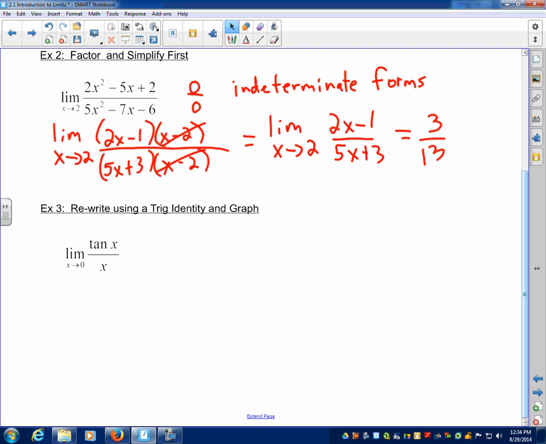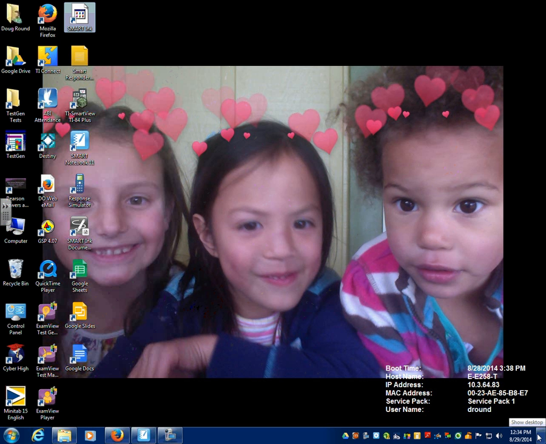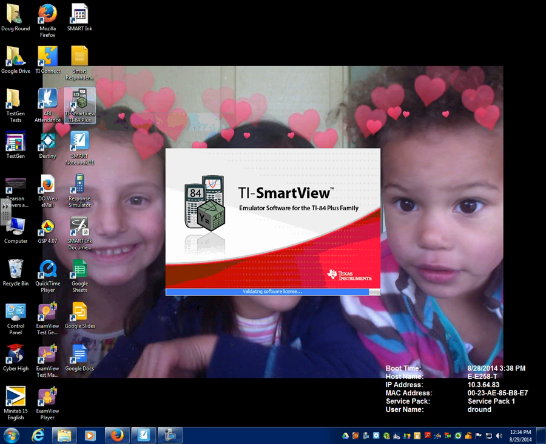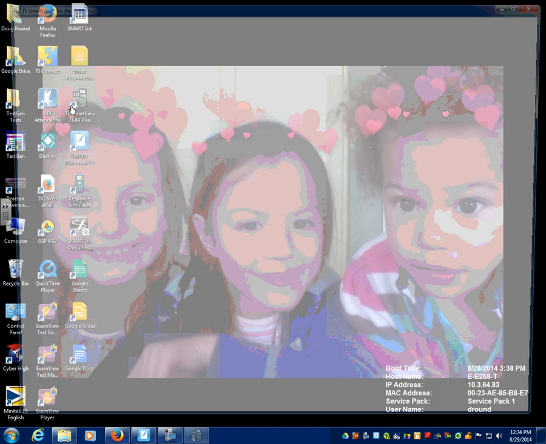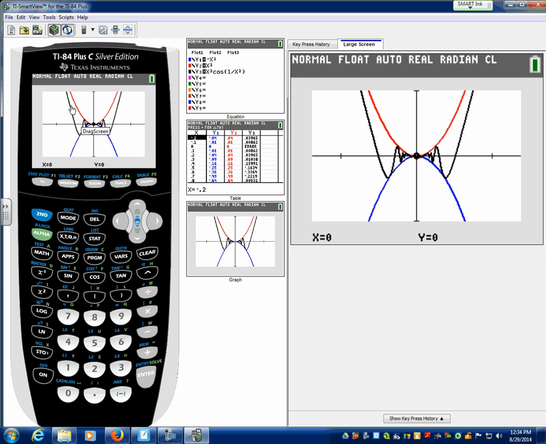Make sure you're in radian mode. And also, if you want to graph a trig function, you should do it in the Z-trig graphing window. If you go to Zoom, it's number 7, I think that might be helpful. But first go to mode and make sure you're in radian mode, and then type in tangent x over x for your y1.